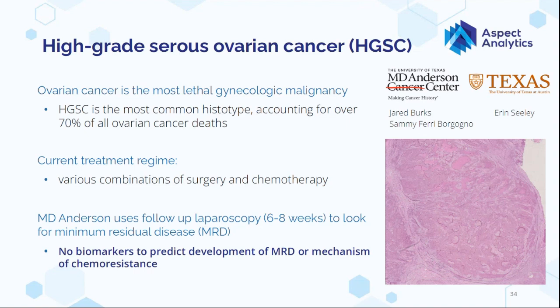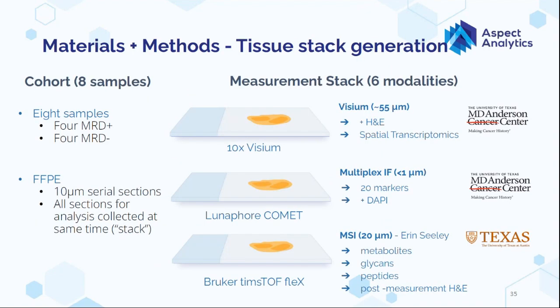And this is characterized by so-called minimal residual disease, which at MD Anderson, they try to identify 6 to 8 weeks via laparoscopy after the primary treatment. In this case, we had a cohort of 8 samples, 4 MRD positive, 4 MRD negatives, and the stack consisted of a first section where we did the 10x Visium assay, a serial section, the Lunaphore COMET, and then another serial section, multiple flavors of mass spec imaging, in this case for metabolites, glycans, and peptides, which are all analytes that are unavailable to most other assays.